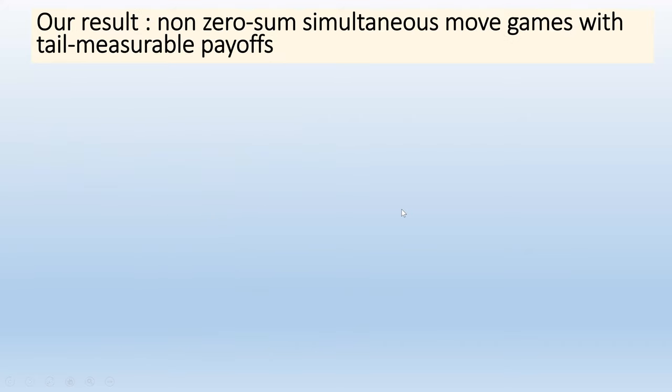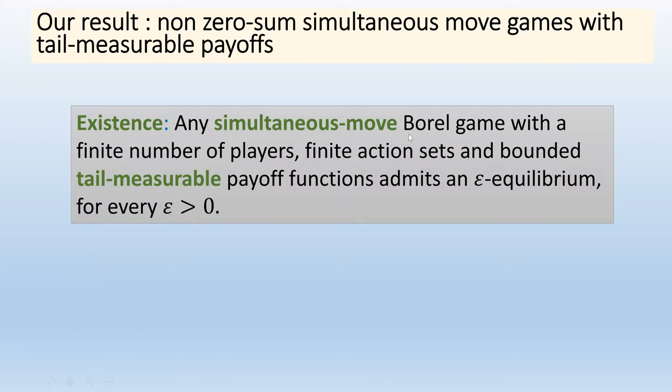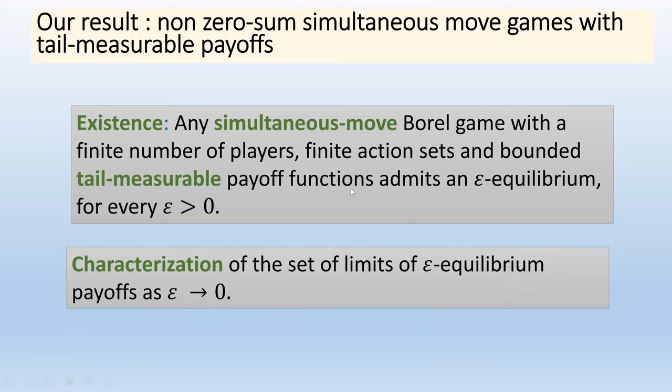So now that we know what tail measurable sets and tail measurable functions are, I can state the results. We consider non-zero-sum simultaneous move games with tail measurable payoffs. The number of players doesn't need to be two, it can be larger than that. And I will emphasize two results. One result of existence: any simultaneous move Borel game with a finite number of players, finite action sets, and bounded tail measurable payoff functions admits an epsilon equilibrium for every epsilon. And also a characterization result, and I will give you the exact characterization when we get there. So a characterization of the set of limits of epsilon equilibrium payoffs as epsilon goes to zero.